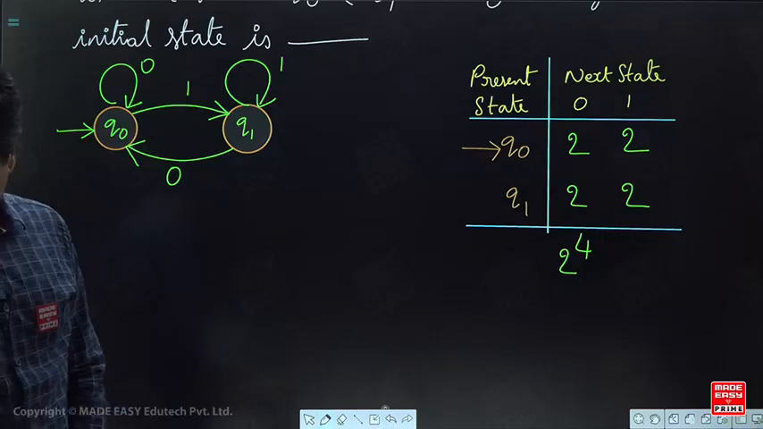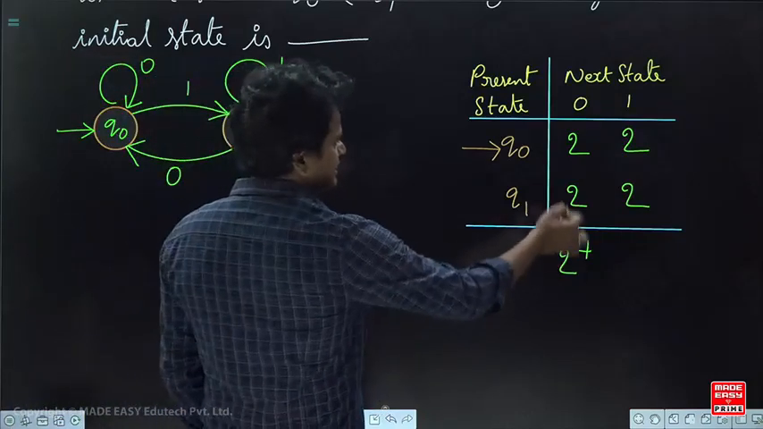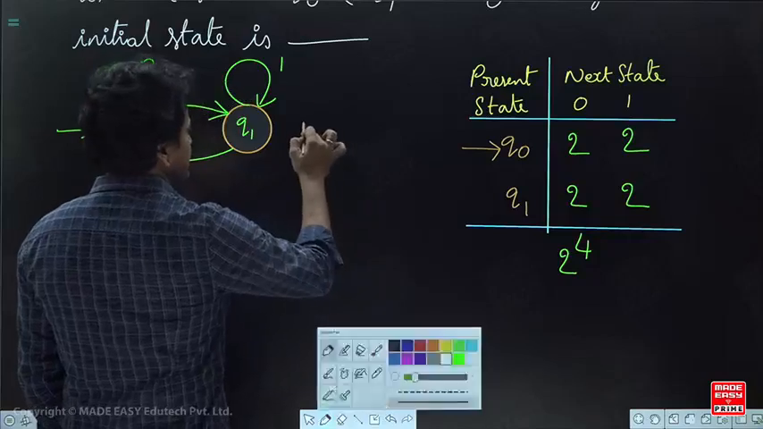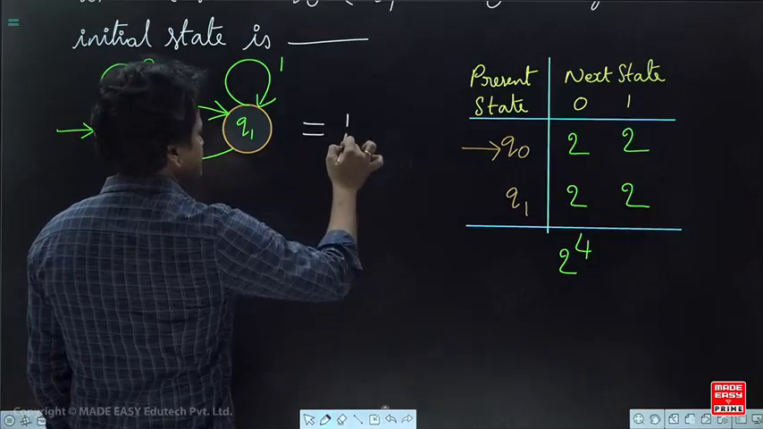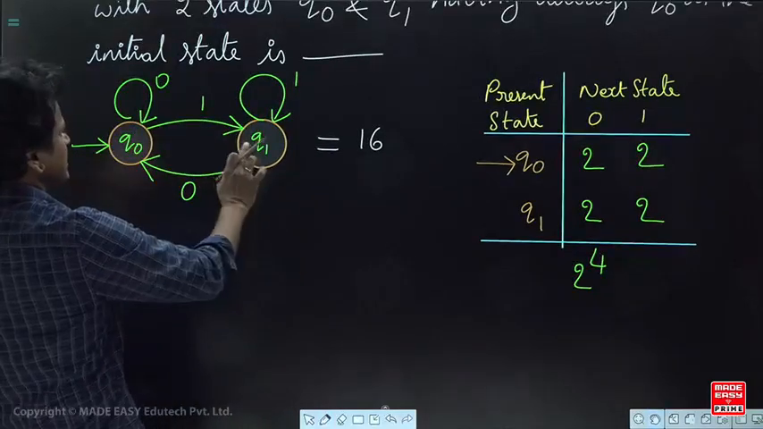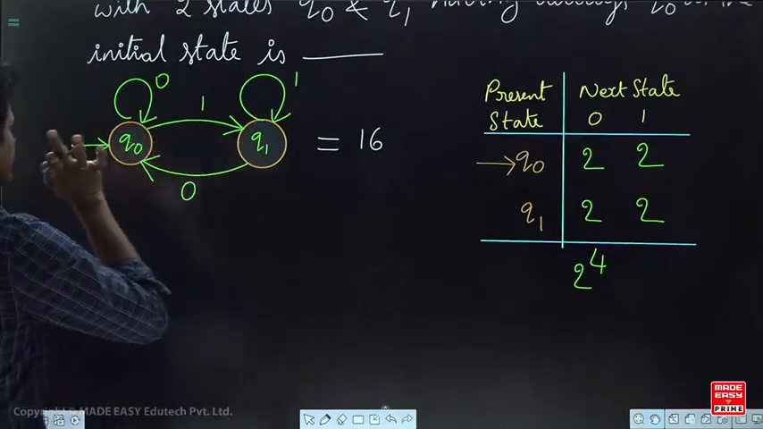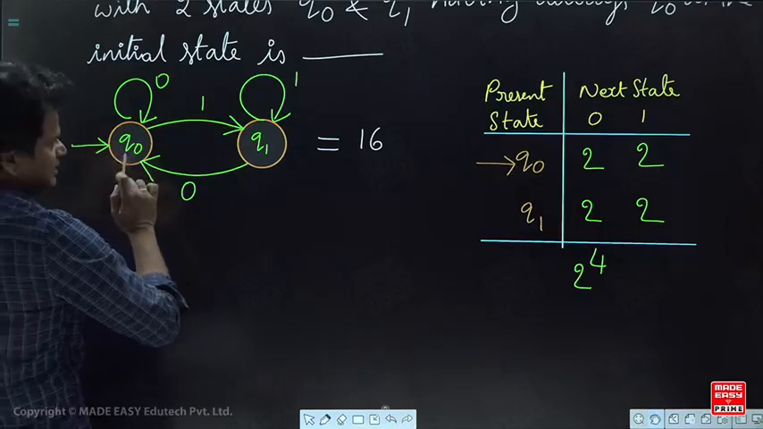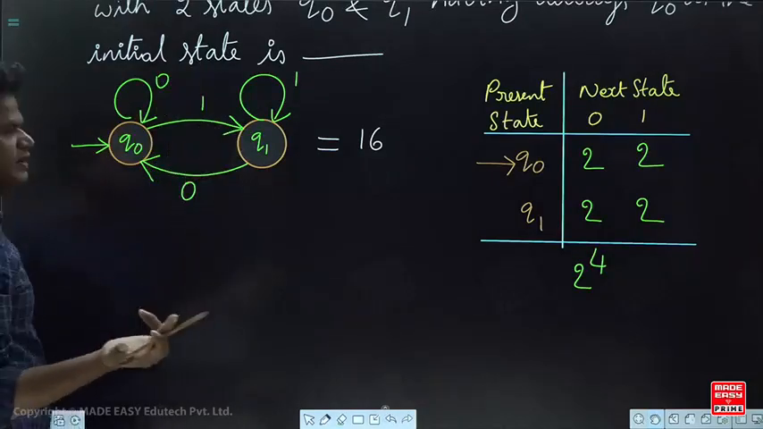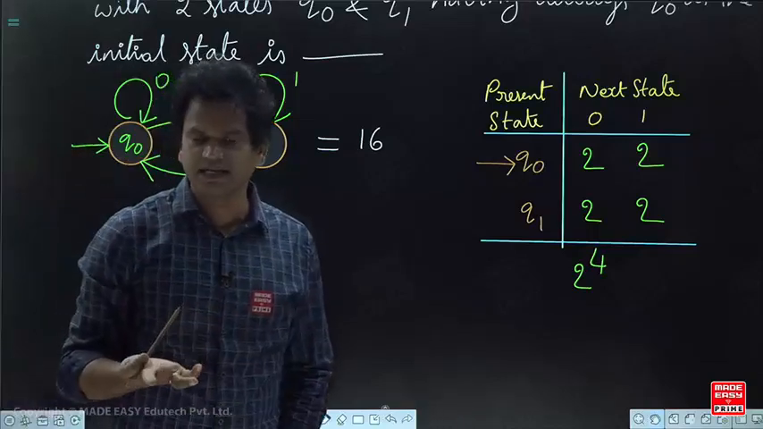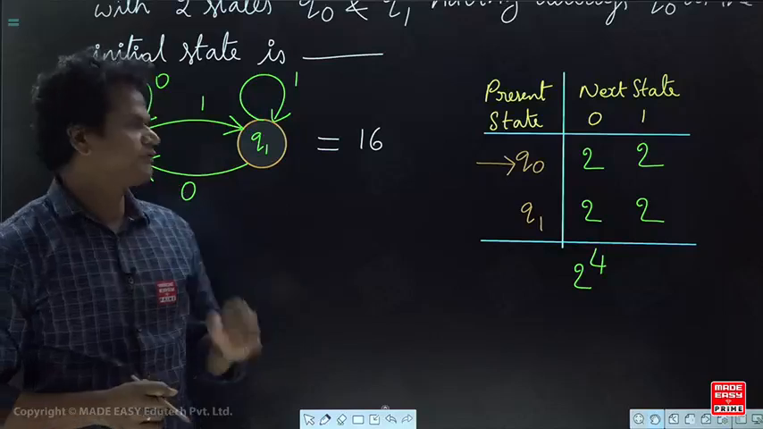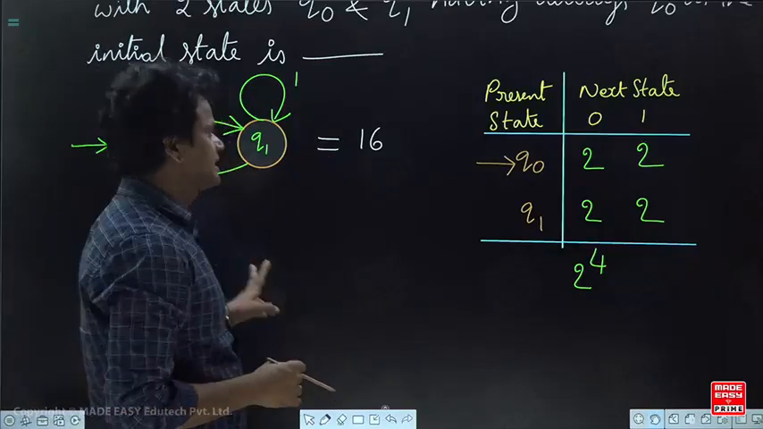Okay, now 16 different DFAs. Structurally we can construct 16 different DFAs with Q naught as initial and Q1 as another state. Guys, tell me, in this what is the final state? No final state. So with no final state, you will have 16 different DFAs.